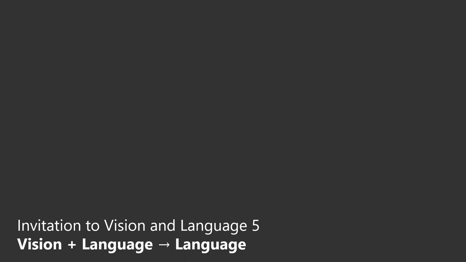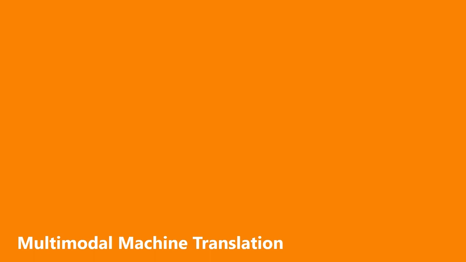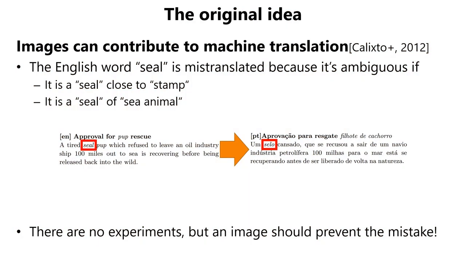The next category is multimodal machine translation, which is the output of language from vision and language. The original idea of multimodal machine translation was inspired by a 2012 report that suggests that if images were available as clues, the accuracy of machine translation would improve.